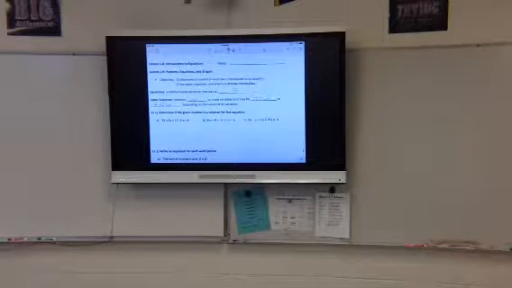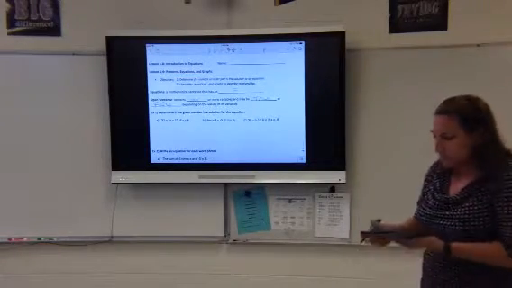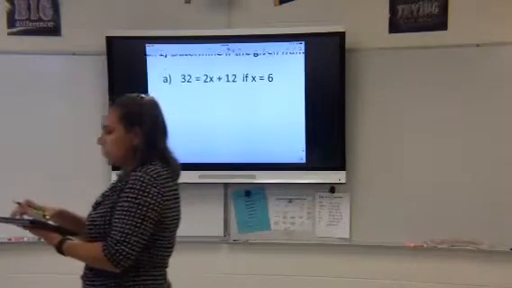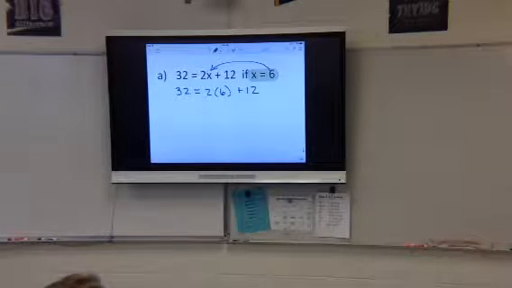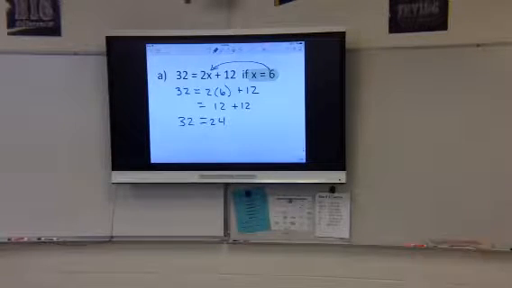Okay? All right, so in the first example here, it says determine if the given number is a solution for the equation. So on this one, they give us x equals 6, and we're going to take that and plug it right in. Okay? So we have 32 equals 2 times 6 plus 12. Is everybody okay with that? All right, so then what is 2 times 6? 12, so it is 12 plus 12. So now is that going to equal 32? No, this does not work. Okay, so it does not work. So no, this is not a solution.